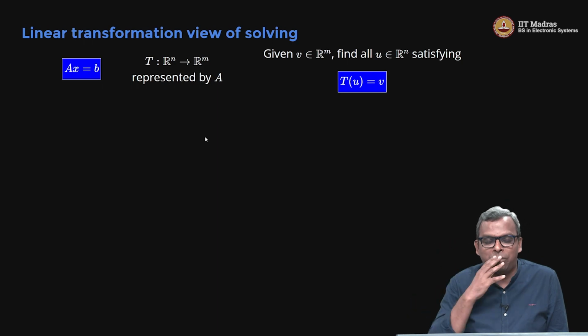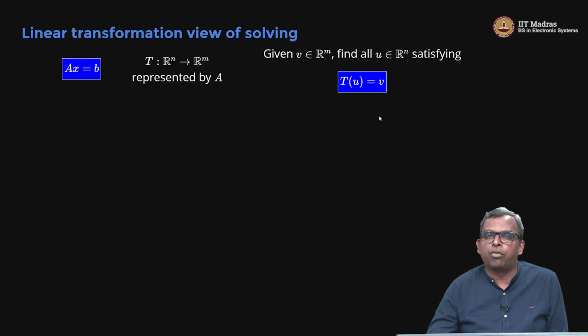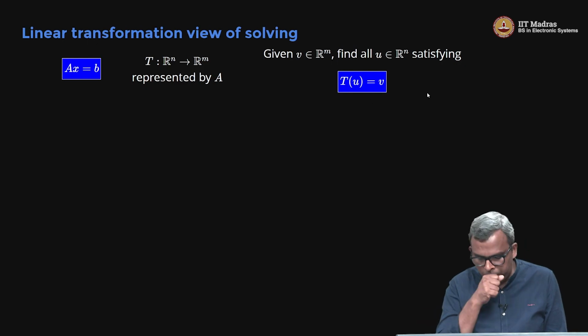What do we do when we solve the linear equation? What are we doing exactly? So here is the equation Ax equals b, and I'm going to say a linear transformation T from Rn to Rm is represented by this. A is an m cross n matrix. So what is the solution? Given a vector v in Rm, I have to find all the u in Rn which satisfy this. Under T, T of u should become v. Okay, this is what I'm looking for when I solve.